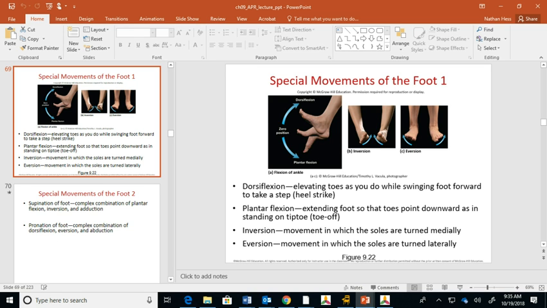And last but not least, inversion is your ankle rolling this way, so the plantar surface of your foot is facing medial. And eversion is the foot rolling outward, so the plantar surface facing outward. Most of your ankle sprains are inversion sprains. You twist your ankle like this.